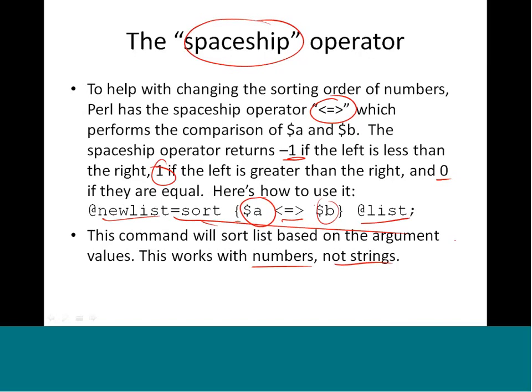In order to reverse the sort, or sort from the highest to the lowest, all we have to do is invert this. We also saw this in the previous lecture. Basically, you use $b, then the spaceship operator, then $a. If this is the condition, then the new sorted list will be from the biggest one to the lowest one. In other words, 102 followed by 12, which is not the ASCII order, but the numerical value order. So just keep that in mind.